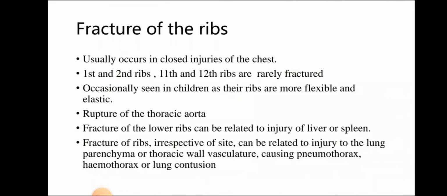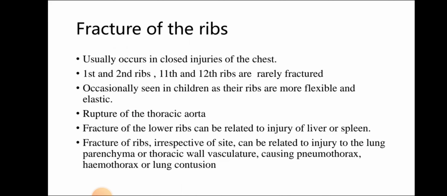So fracture of the ribs can involve single or multiple ribs. The first and second ribs and the 11th and 12th ribs are rarely fractured. First and second ribs are rarely fractured as they are protected by the clavicle, and 11th and 12th ribs are also rarely fractured as they are floating ribs. This condition is more seen in elders and occasionally seen in children as their ribs are more flexible and elastic. In rib fracture, the common site is the costal angle or the middle of the shaft.